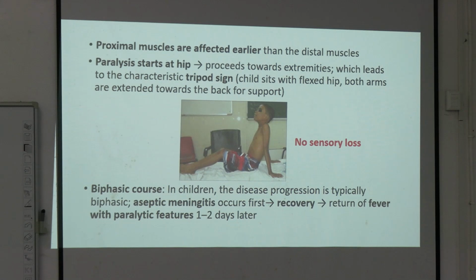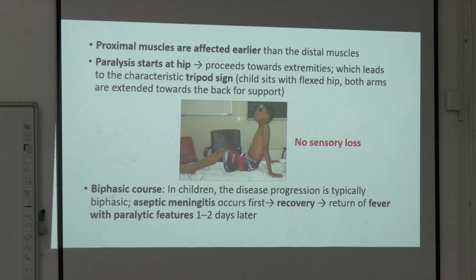So how does it affect? Where does it happen, whom does it affect, we will see now. It affects the proximal muscle first. It starts at the hip area, then spreads to the extremities. The child affected by the virus will have a typical tripod sign, meaning the child sits with two hands behind his back, hip on the bed and the legs folded. This is the particular stance of the disease, called the tripod sign, which can be found in poliovirus.